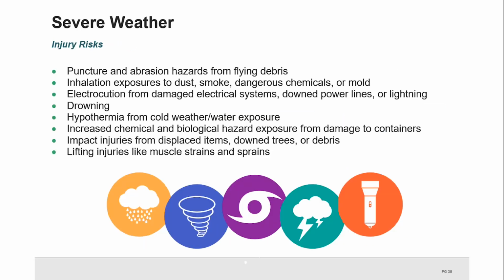There are many potential hazards when a severe weather event occurs. Some of the most common hazards associated with extreme weather include puncture and abrasion hazards from flying debris, inhalation of exposures to dust, smoke, dangerous chemicals, or mold, electrocution from damaged electrical systems, downed power lines or lighting, drowning, hypothermia from cold weather exposure, increased chemical or biological hazard exposure from damaged containers, impact injuries from displaced items such as downed trees or debris, and lifting injuries like muscle strains and sprains.